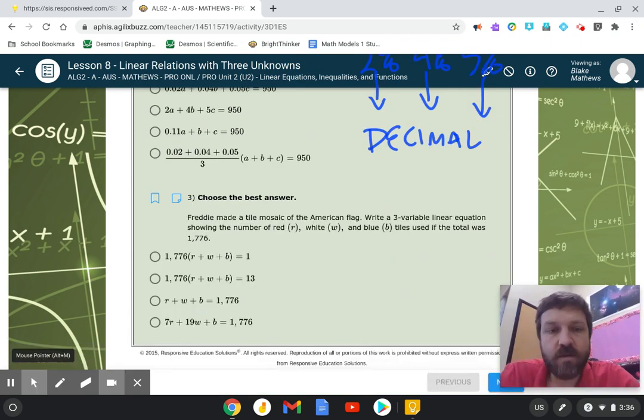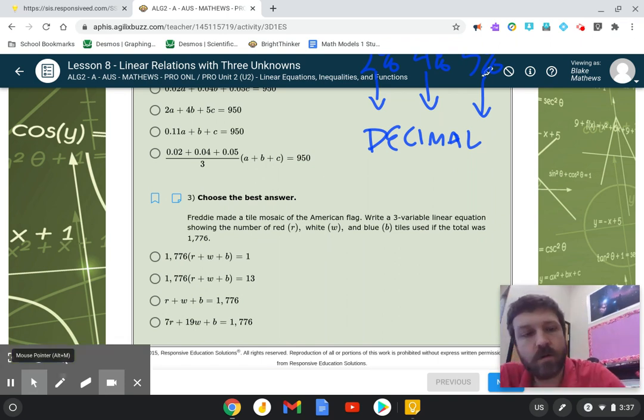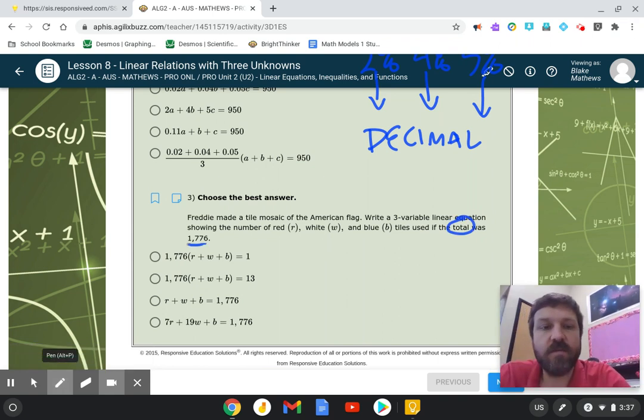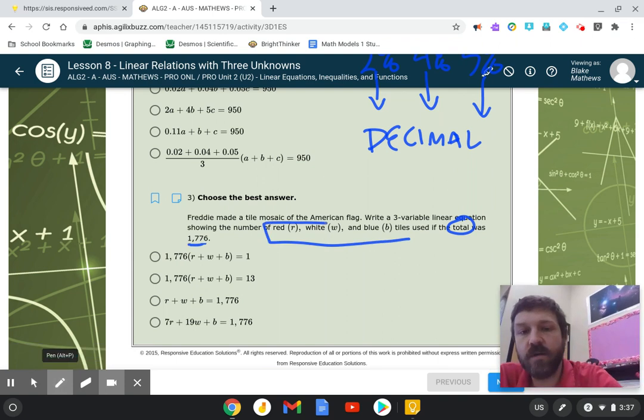Then lastly, Freddie made a tile mosaic of the American flag. Write a three-variable linear equation showing the number of red, white, and blue tiles used if the total was 1,776. So the total of these tiles is 1,776. Very similar to the first problem here. So you choose the one that you think is correct. That is it. Short lesson. We'll get more into it on the next one.